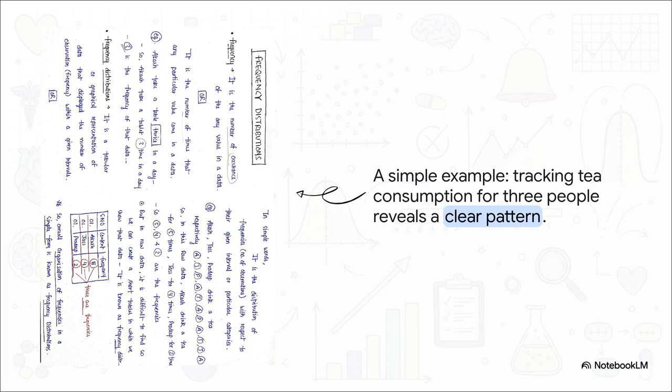Let's take a look at this super simple example of tracking who drank tea. When you just have a list, it's a jumbled mess, right? But the second you organize it into a frequency table, boom! A pattern just jumps right out. You can instantly see Akash had tea 5 times, Just had 4, and Pradeep had 2. It's so simple, but so powerful.